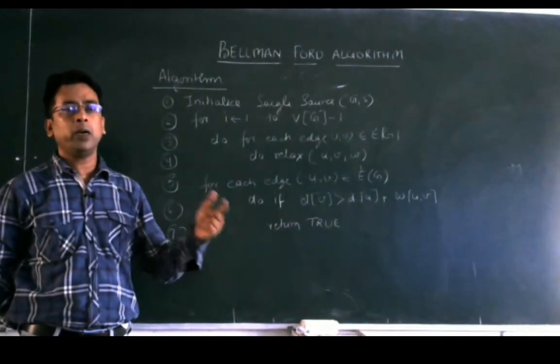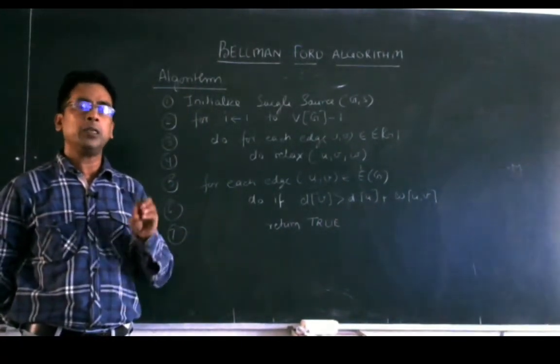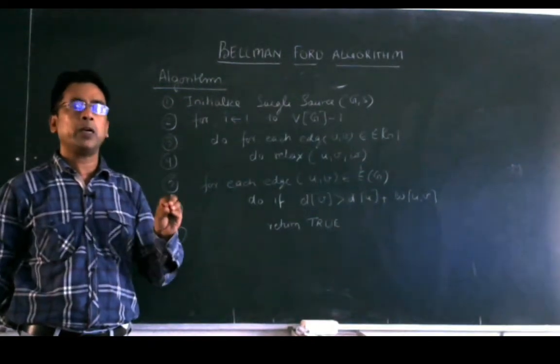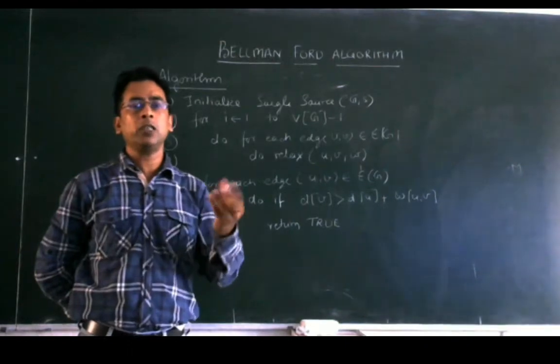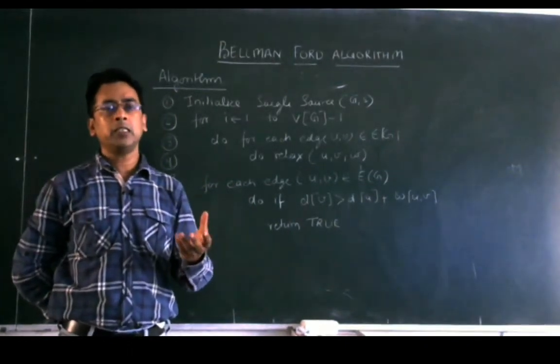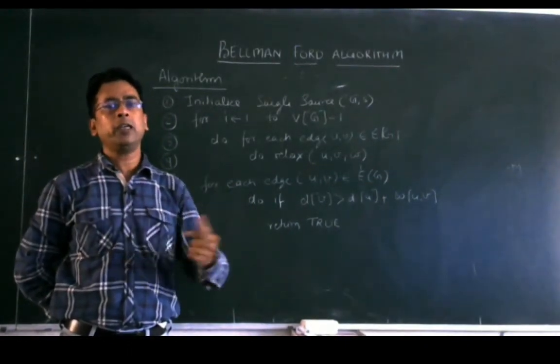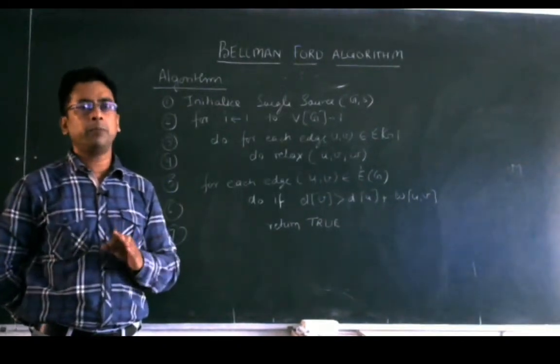This procedure is applied over every vertex of the graph. It means one by one, for each vertex we shall relax all the possibilities corresponding to different edges. So this is the simple algorithm.